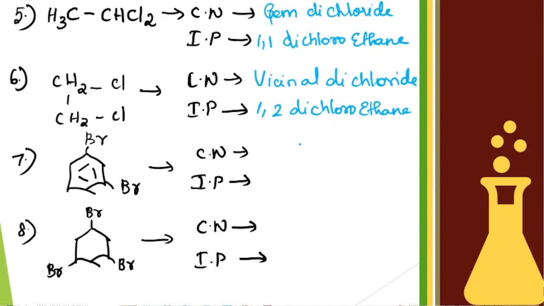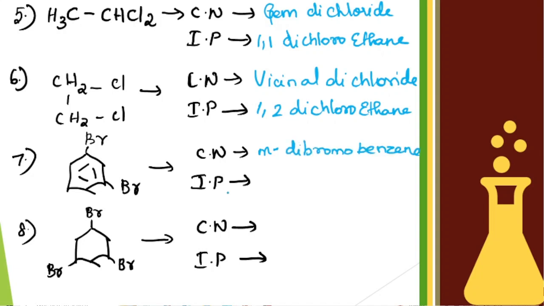meta and para positions. So already I said if the two substituents are attached in this way, they are in meta positions. So you write meta or M, just simply represent the first letter M. Dibromo. Two bromines are there. So dibromobenzene.